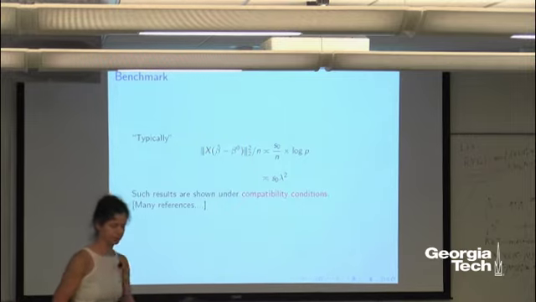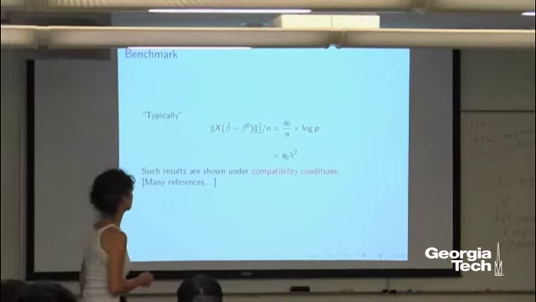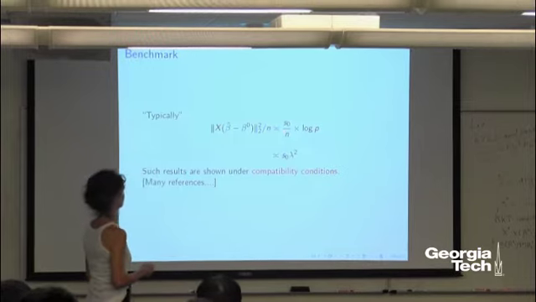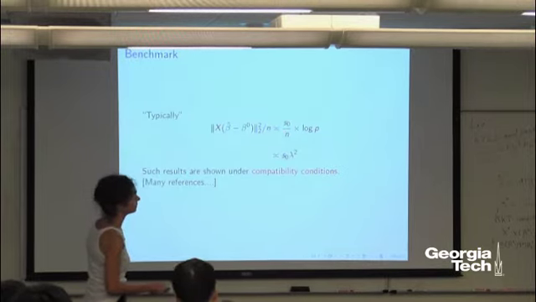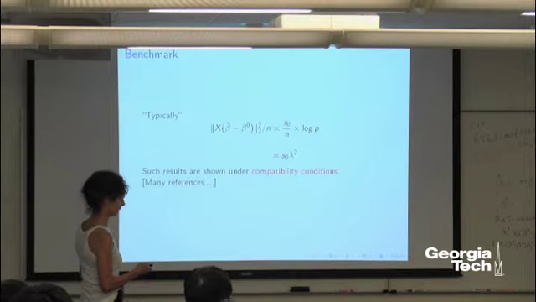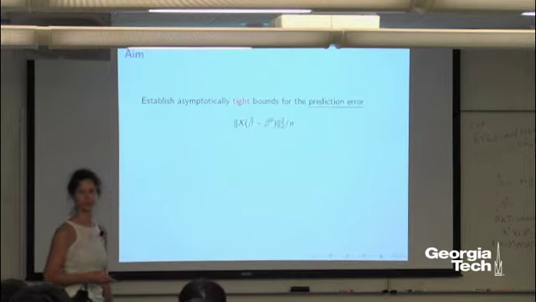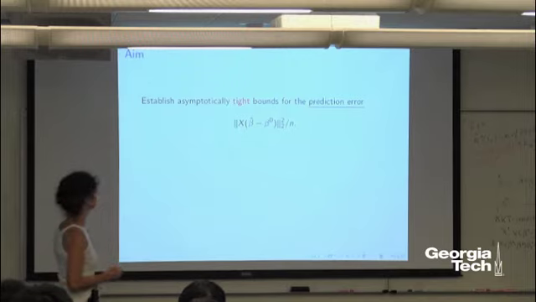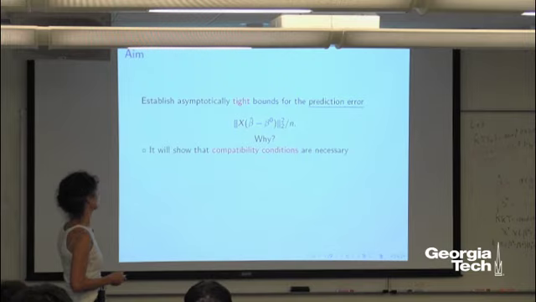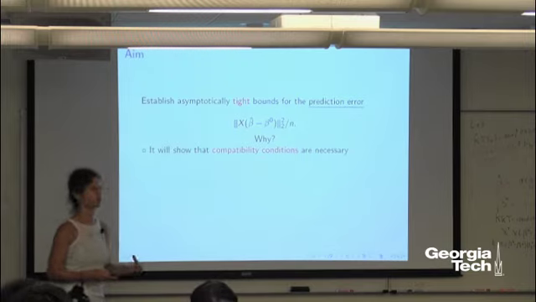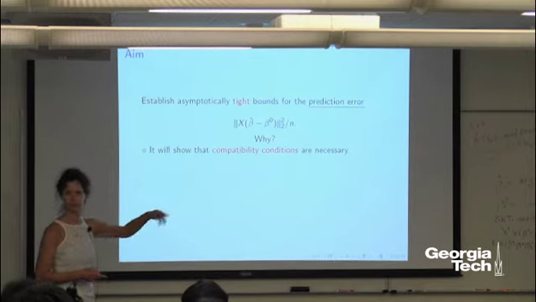Okay, so actually, I want to show that this compatibility constant, which appears there, is really needed. So I want to establish tight bounds for the lasso, for the prediction error, for a start. And you can ask why. Well, the main reason to look at tight bounds is to show that these kind of compatibility constants are really necessary.